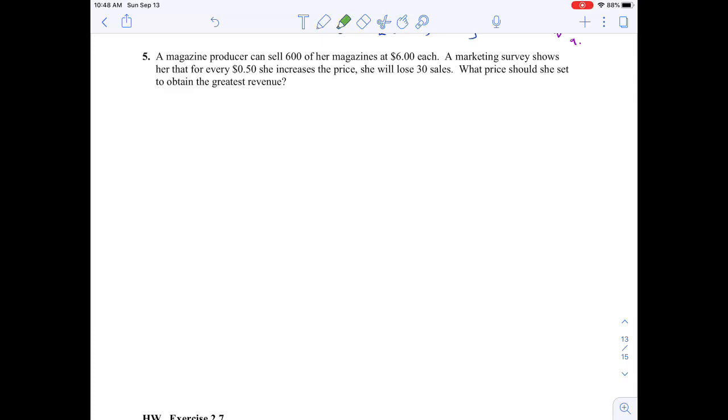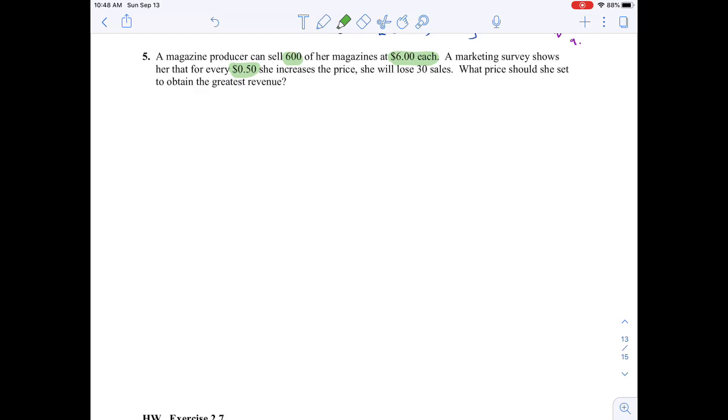A magazine producer knows that normally they can sell 600 of her magazines for $6 each. So normally she's selling 600 of them, and she sells them for $6 each. But often companies tend to do some market research. So they go and they do surveys, and they're asking people, okay, if we changed our price by a little bit, how many of you would still buy our product? And so she starts asking people, what would happen if I raised my prices by 50 cents?